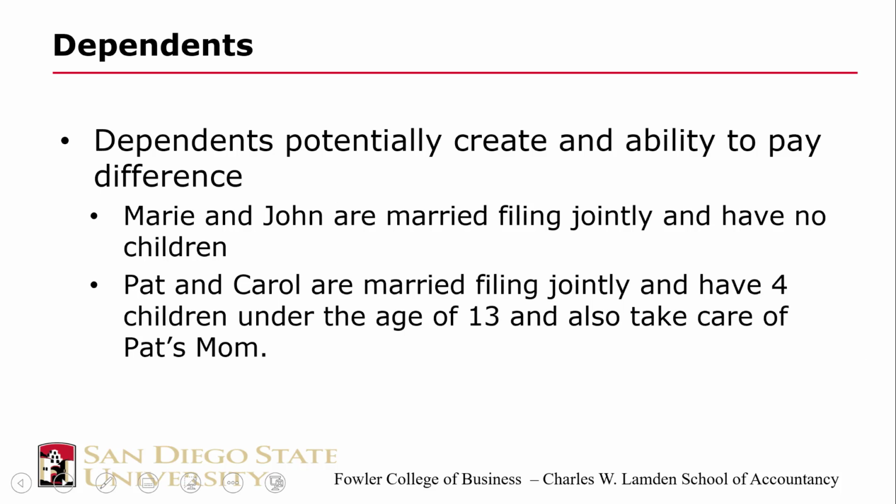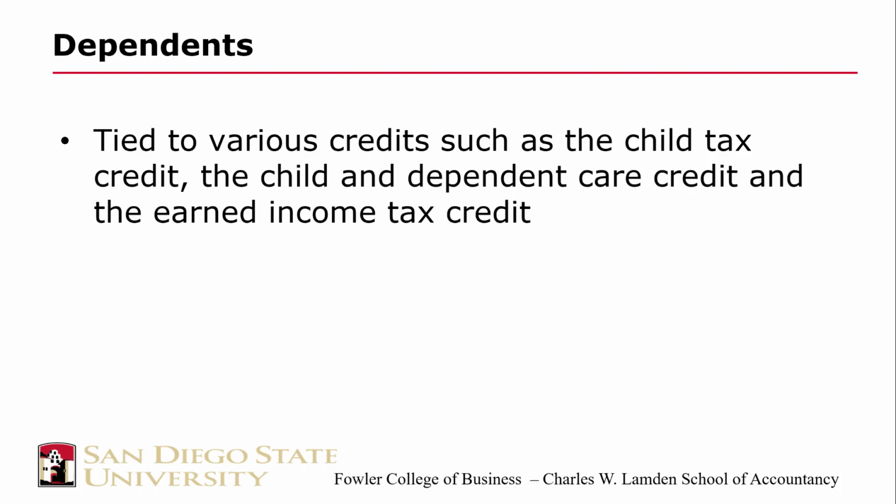The idea is that Pat and Carol probably lead a more expensive life than Marie and John, and as a result, maybe we should adjust the way they're taxed, right? This falls under a broad scope of content from chapter 1 that we didn't really cover in the video, known as ability to pay. Taxes are largely based on your ability to pay.